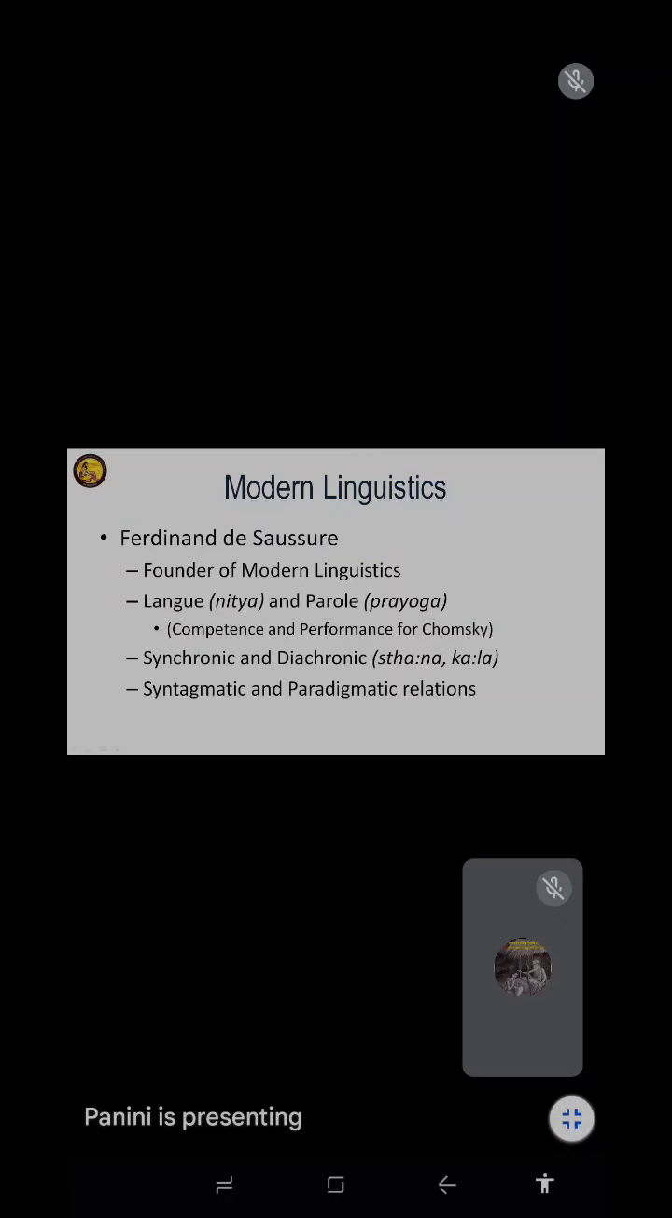So what do you call syntagmatic? Now, paradigm means when a word comes below in the same place, it can be substituted. They are substitutable. We call them adeshas, just like one word replaced by another word. It is only possible in a paradigm.